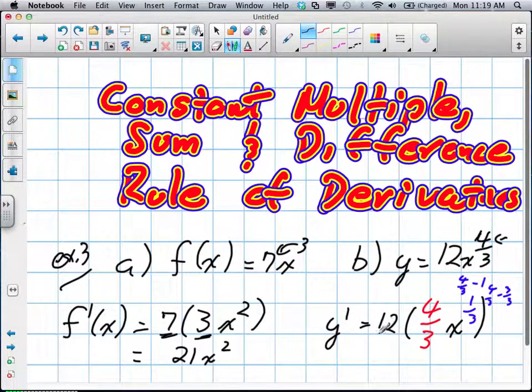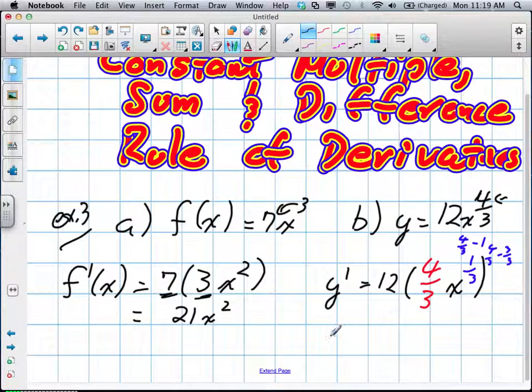We're not done. We do have to multiply. 12 times 4 over 3 gives us 48, divided by 3, 16. So we get 16x to the power of a third. That's your constant multiple rule. It's very similar to the power rule. The only difference is when you bring the exponent in front as the coefficient, you just multiply by the constant multiple, the original coefficient. That's a pretty straightforward one.